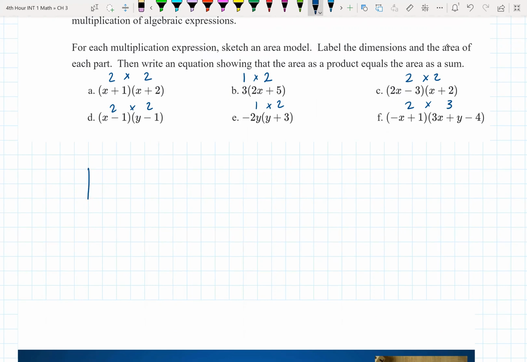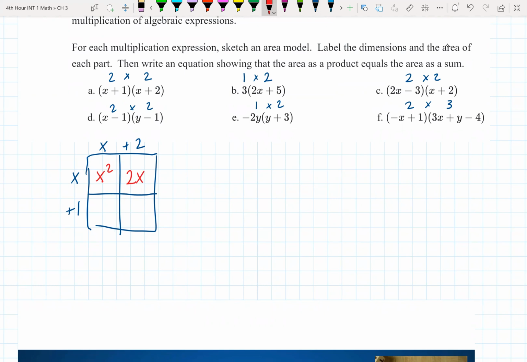If I could draw a box, that would be helpful. Okay, that'll work. It's not pretty. We'll take it. On the outside, go ahead and put x plus 2 and x plus 1. There's your area model. Now you just need to fill it in by multiplying. X times x is x squared. X times 2 is 2x. Now go to the bottom row. X times 1 is just x, and 2 times 1 is 2.